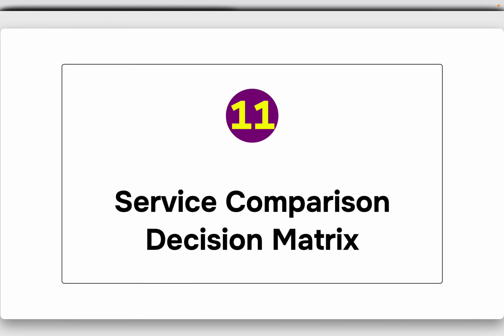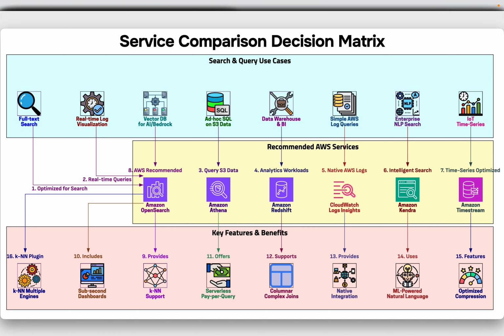So the last topic is service comparison, decision metrics. I'll just compare all the services which are similar to OpenSearch. This decision metrics helps you choose the right AWS service for your search and query use cases. For full text search, OpenSearch Service is optimized for search use cases. Next, real-time log visualization. Again, OpenSearch provides real-time query capabilities.